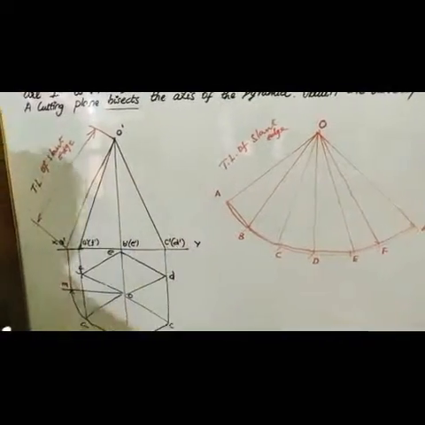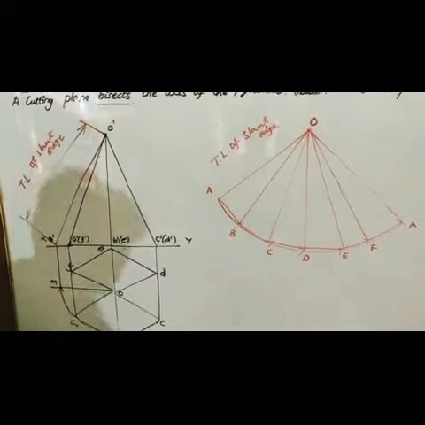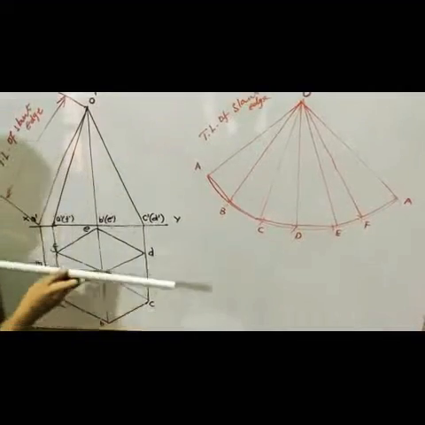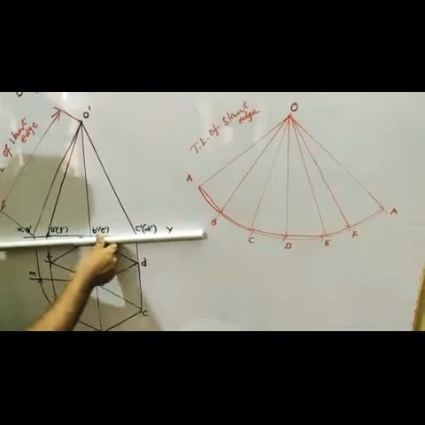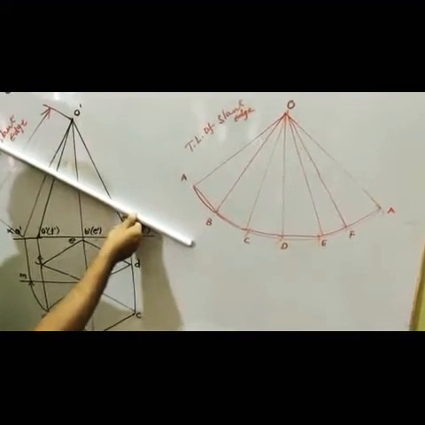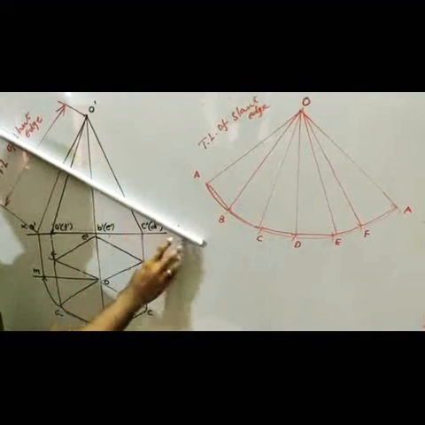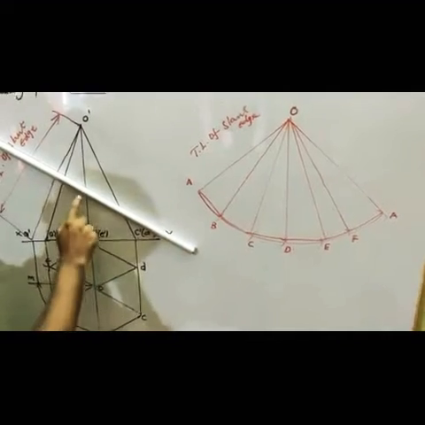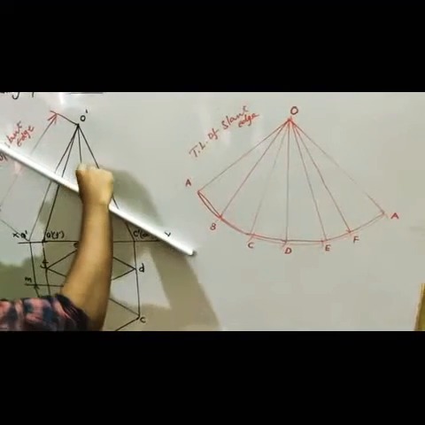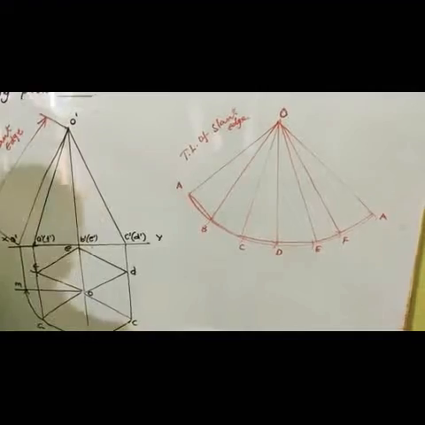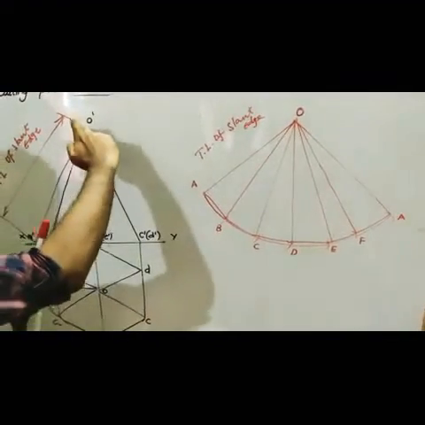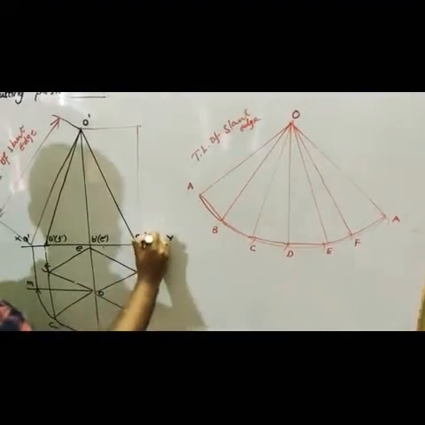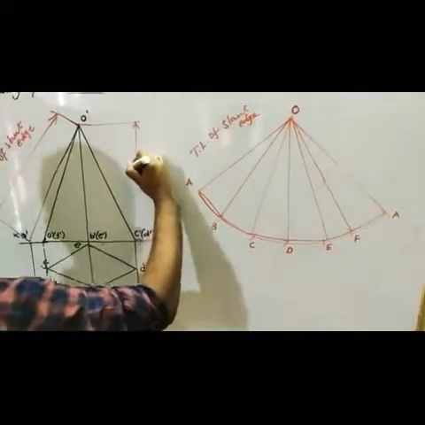So now I am going to draw the cutting plane. What is the constraint given for the cutting plane? The cutting plane is at an inclination of 40 degrees with respect to HP, and it passes exactly through the bisect point. So first we will mark the bisect point. The total height will be 60, so this is your 60 mm.